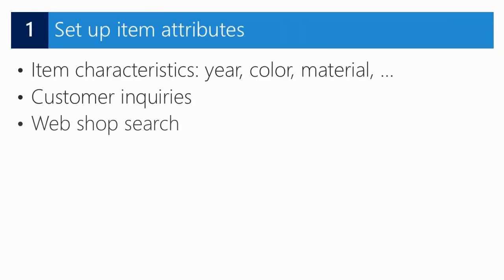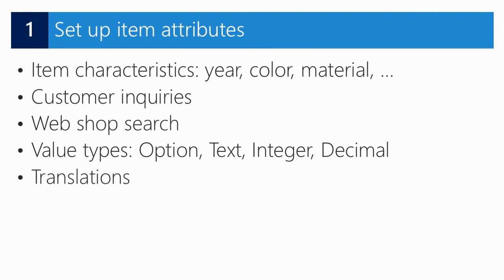Customers may ask information or search on an integrated web shop according to specific item characteristics such as height, model year, color, material, and so on. By assigning item attribute values of different types to your items, you enable users and customers to search for items using these attributes. By translating item attribute values, they can also be used by your international customers.